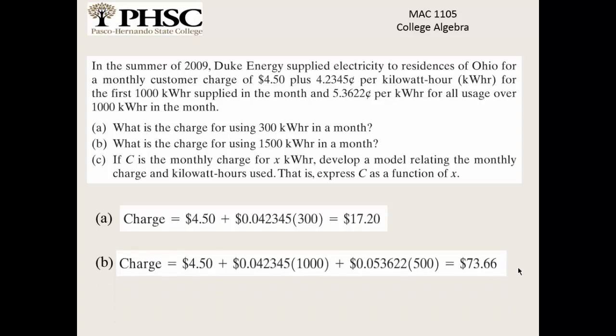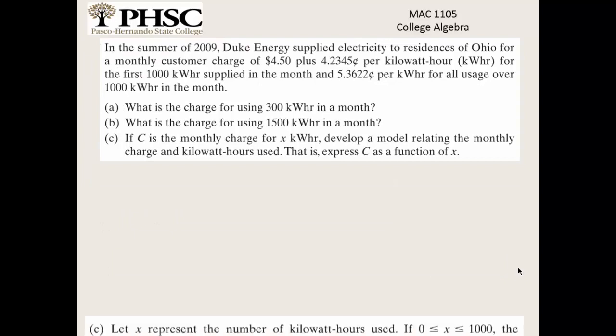Now B is going to be 4.50 plus the 4.2345 cents per kilowatt hour times 1,000, and then the 5.3622 cents for the next 500 kilowatt hours, and that's going to give us $73.66. So for the first 1,000, you charge it at 4.2345 cents, and in the next 500 hours, you charge it at 5.3622 cents. And then let's go ahead and look at C.